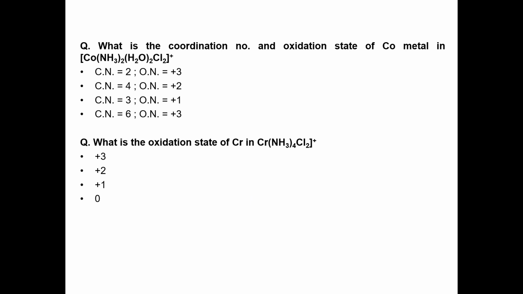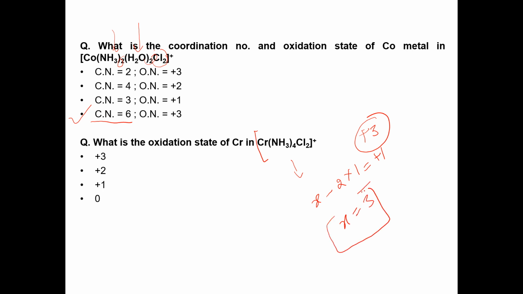Next one is, what is the coordination number and oxidation state of cobalt metal in this complex? It is very simple. The coordination number is 2 plus 2 plus 2, that is 6. And what is the oxidation state? Since the rest is neutral, but chloride is -1, it will be +3, right? And what is the oxidation state of chromium in this complex? Let's consider it x minus 2 into 1 equal to +1, that is +3.